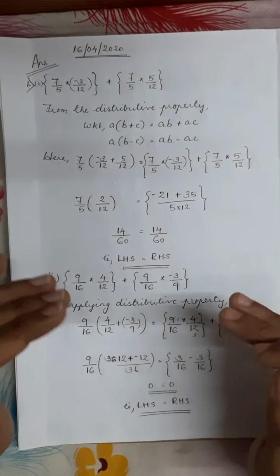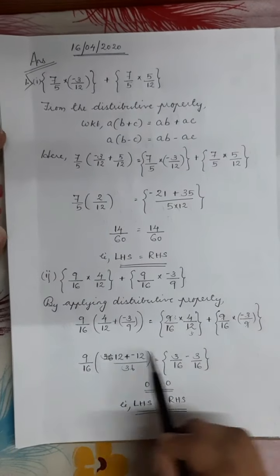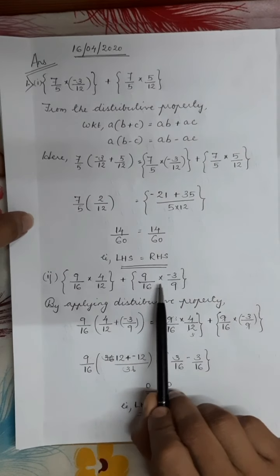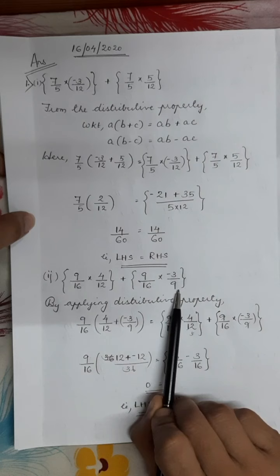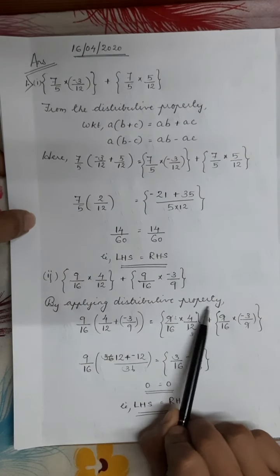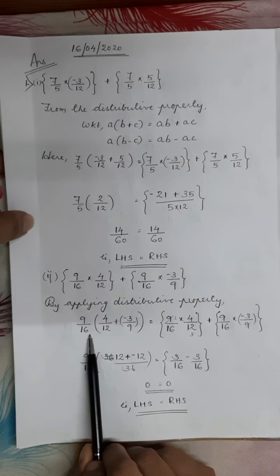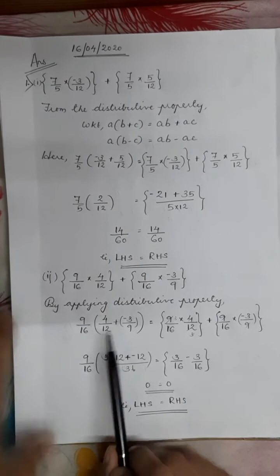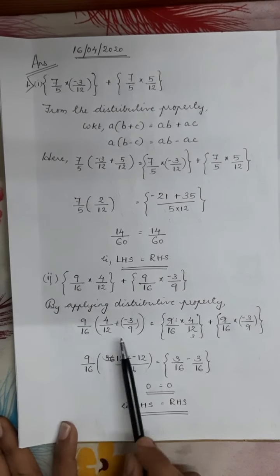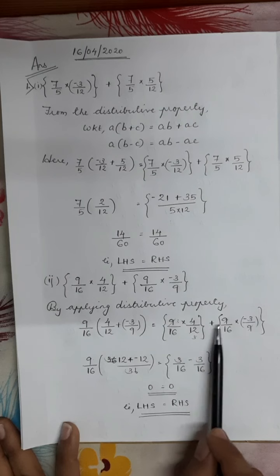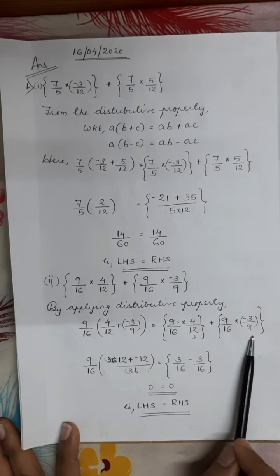Always you need to follow these instructions. So here, 9 by 16 into 4 by 12 plus 9 by 16 into minus 3 by 9. In this case also, while applying the distributive property, what happens? 9 by 16 into bracket opens 4 by 12 plus minus 3 by 9. So when we are multiplying 9 by 16 inside this term, what are we getting? 9 by 16 into 4 by 12 plus 9 by 16 into minus 3 by 9.